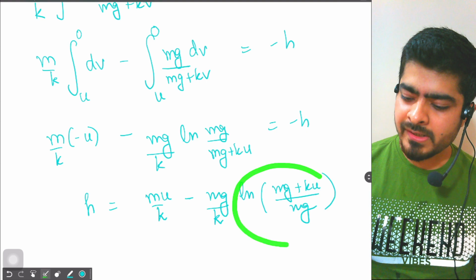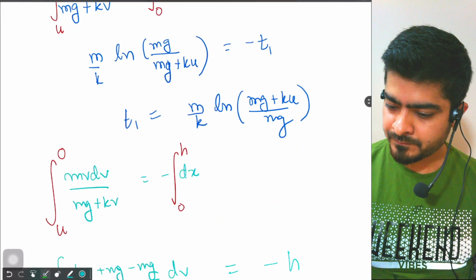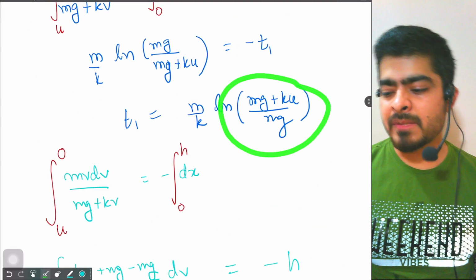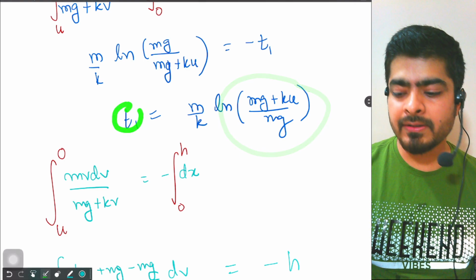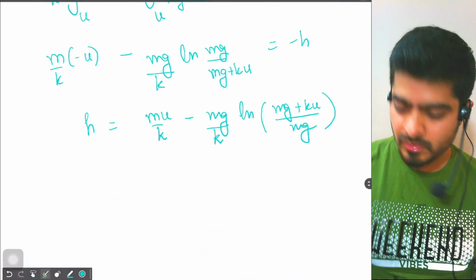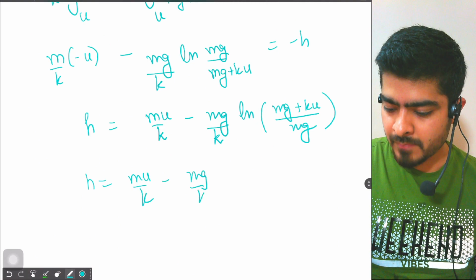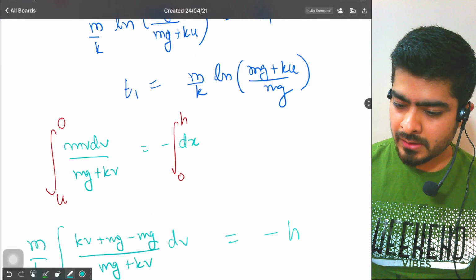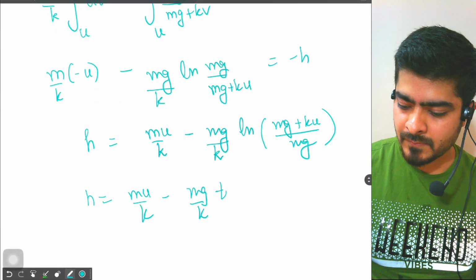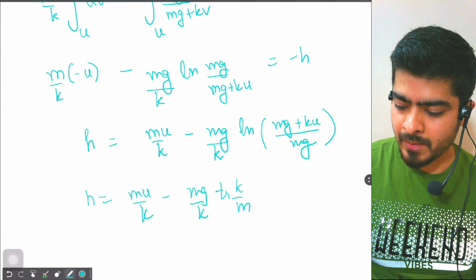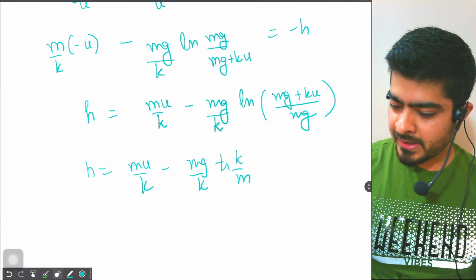Now, what is the value of this logarithmic term? The logarithm of (mg plus ku) by mg is equal to t1 times k by m. So I'll replace that: h will be equal to mu by k minus mg by k times t1 k by m. So basically m and k will cancel out.